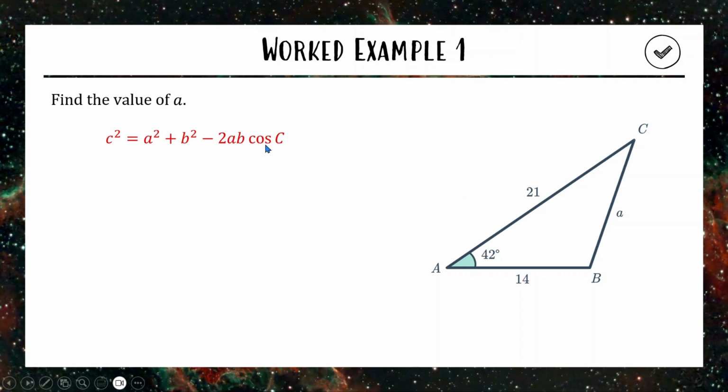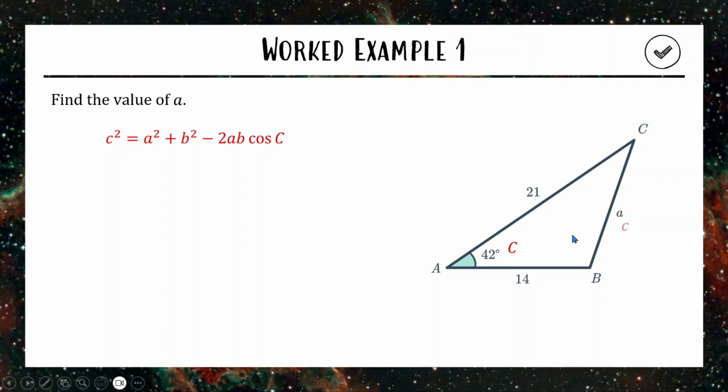Here's our cosine rule from before. We're going to say 42 degrees is our capital C, which is across from what we're trying to find. I know it says A there, but for the purposes of this formula, we're actually going to pretend that this is a little lowercase c.